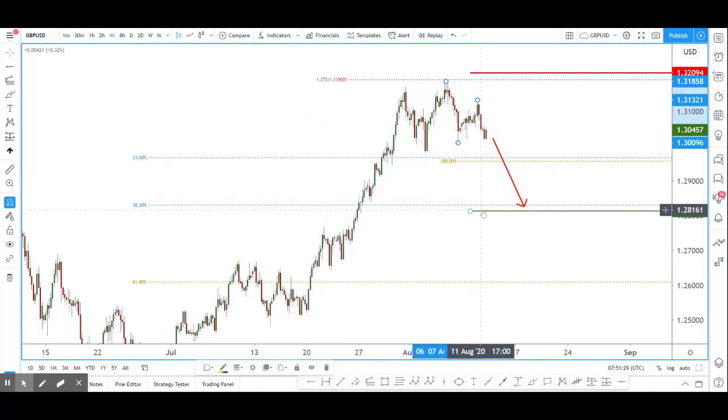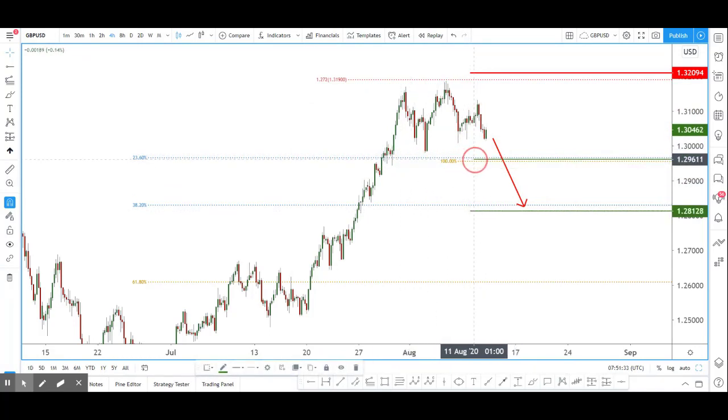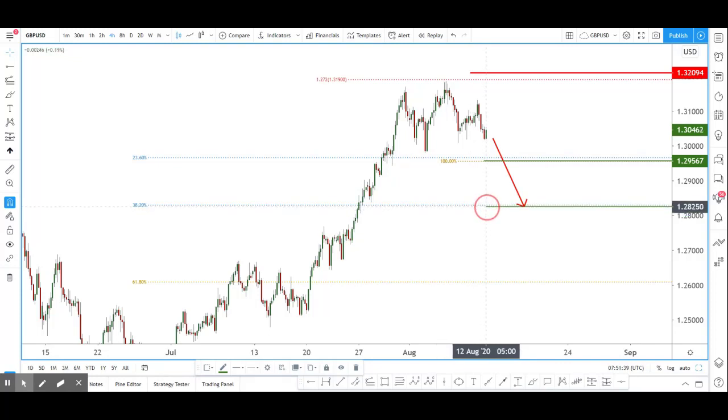Okay, and the 23.6, and let's put another target level over here in this area. So we have the first target, we have the longer term target as well. Let me just back it up to put it in line. All right, I'll remove this arrow. Just remember that our bias on the daily and even on the 4-hour is bearish.